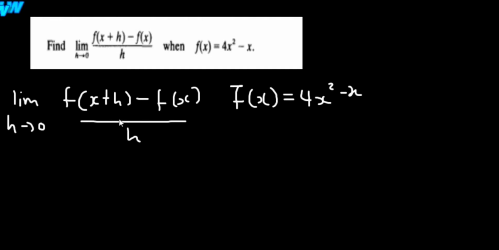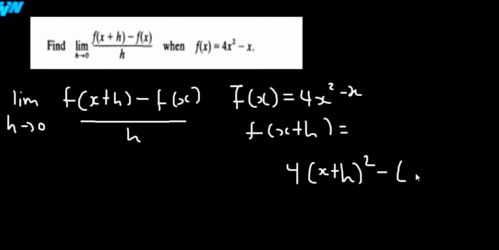So how am I going to get f of x plus h? You simply take this function and put x plus h wherever you see x. So I have f of x plus h equal to 4 into bracket x plus h squared minus x plus h. Okay, so this is what I have now. So now you can put this value here and this value in this equation. So this value goes for this and this also goes for this.